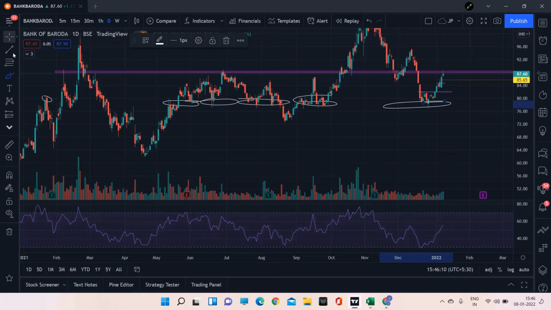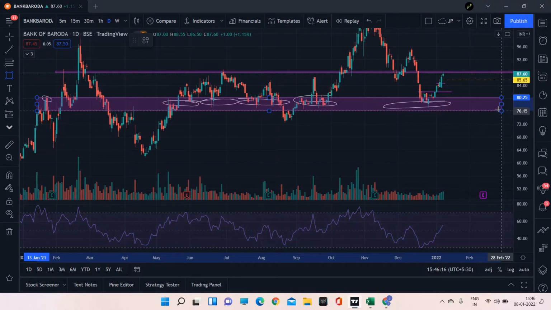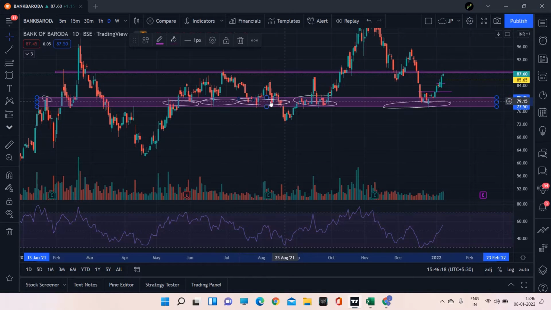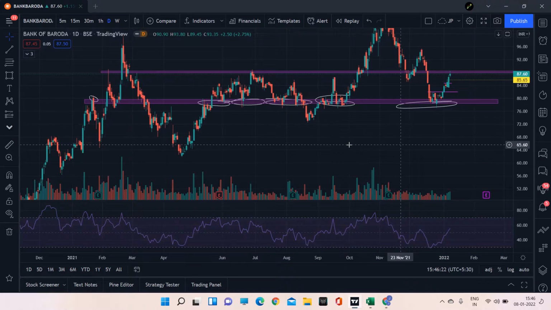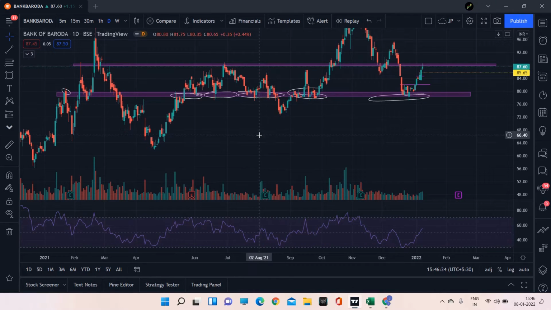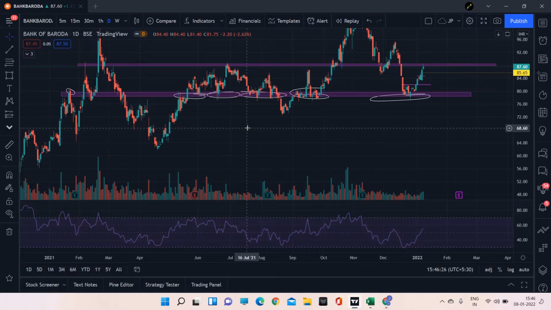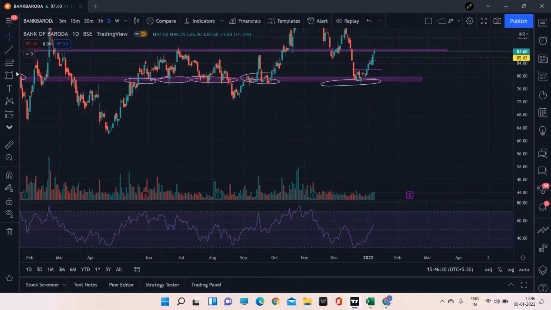Take your rectangle and mark this zone. A little smaller, too wide. Yeah. Now this support and resistance zone that you mark is not accurately exact point to point like this. I'll show you.